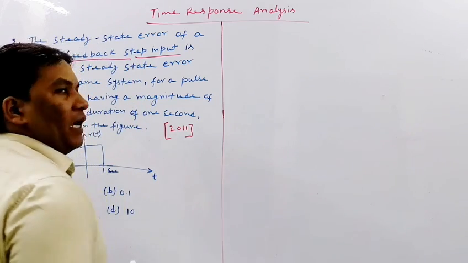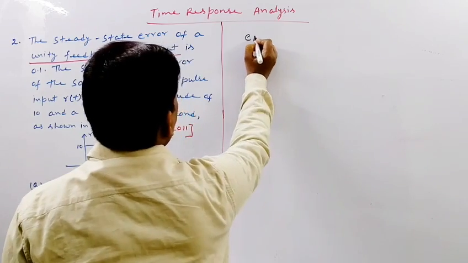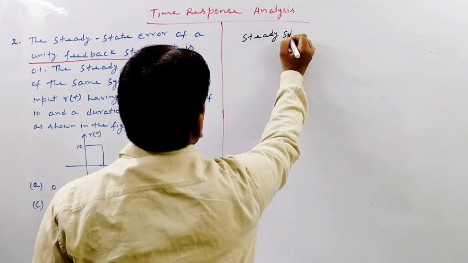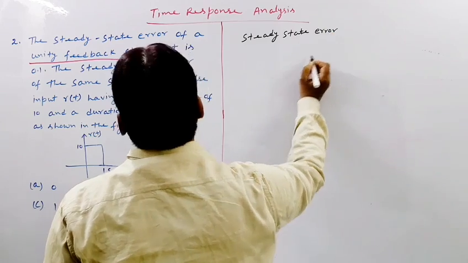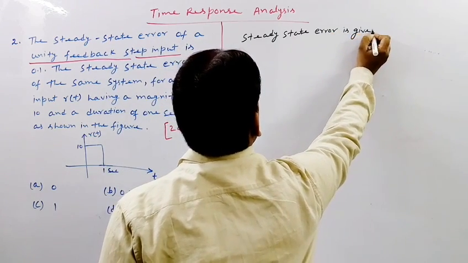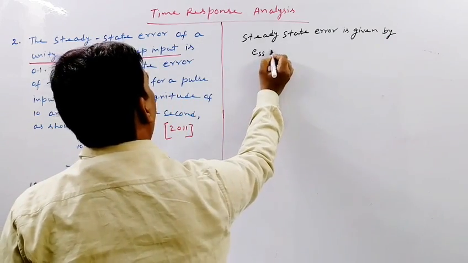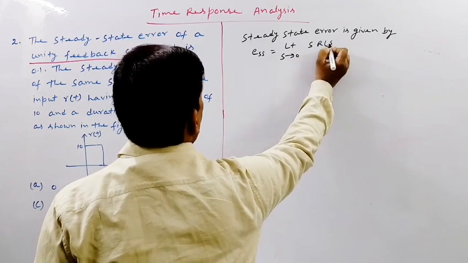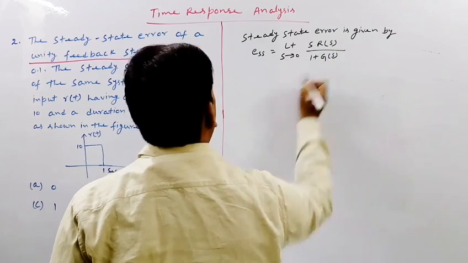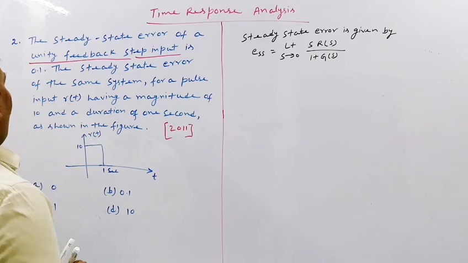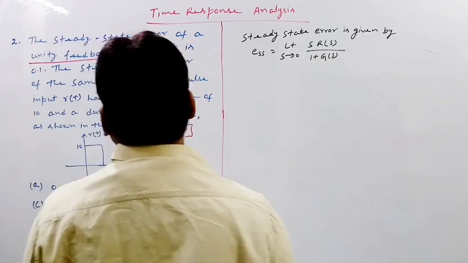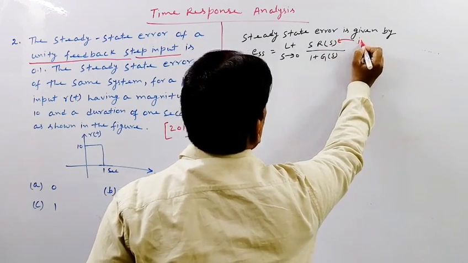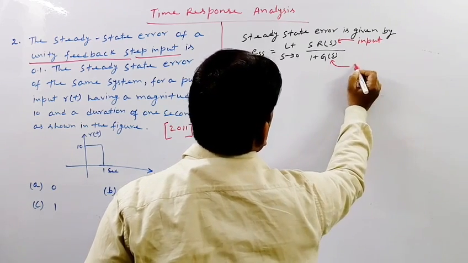As we know, the steady state error is given by e_ss equal to limit s tends to 0 of s R(s) divided by 1 plus G(s), where G(s) is the process and R(s) is the input.